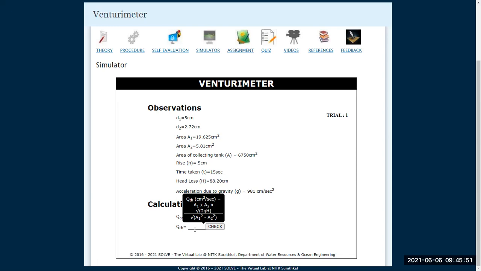A1 is 19.625 into A2 is 5.81 into root 2 GH. So 2 into 981 into head loss is 88.2. Okay, so divided by A1 square. So A1 is how much? It is square root of A1 square. So square root of A1 square is 19.625 square minus 5.81 square, that is A2 square.